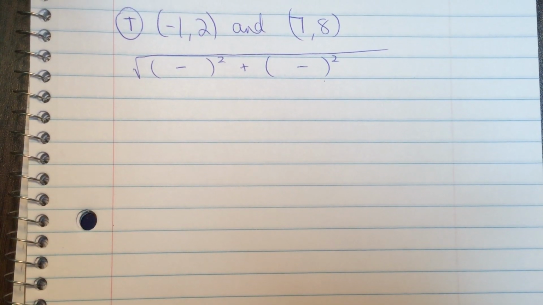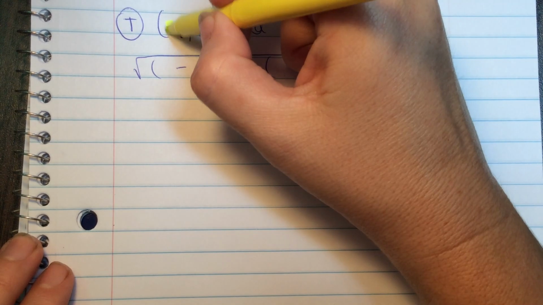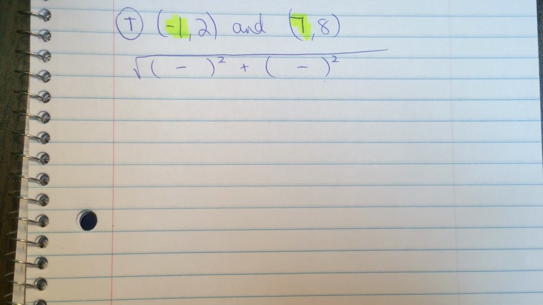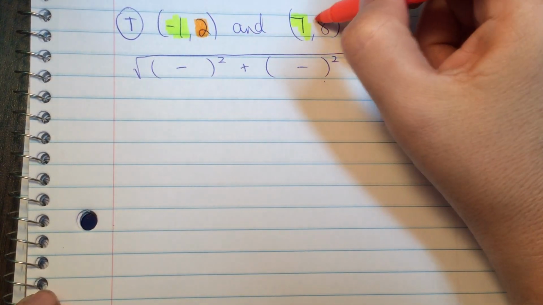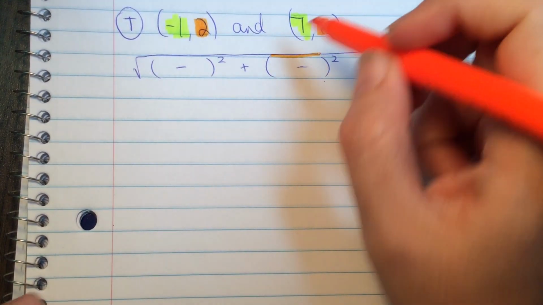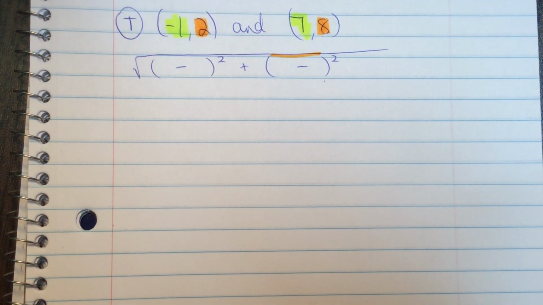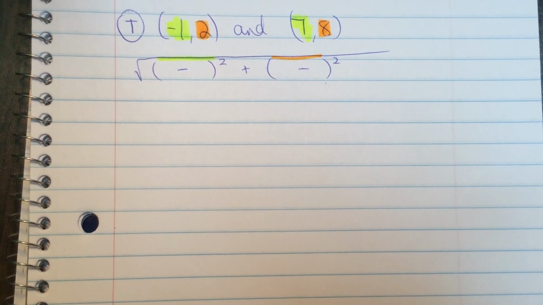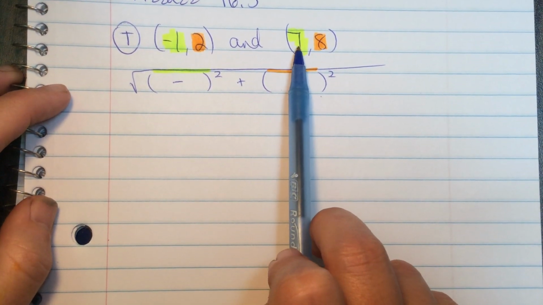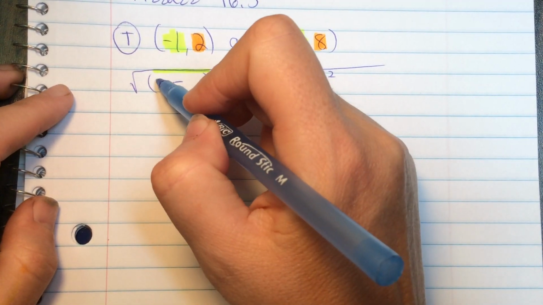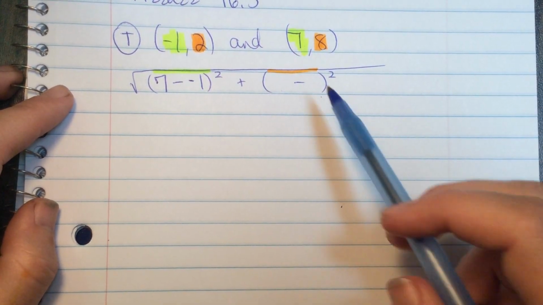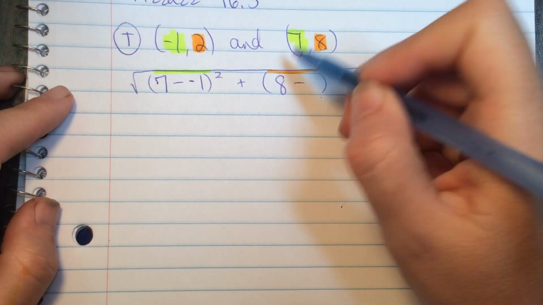So I'm going to color code like always. I like the color code. So this is going to be my oranges, and this will be my yellows over here. Okay, so we always start with the second point they gave us. So 7 comes first, minus -1. Then we have 8 minus 2.